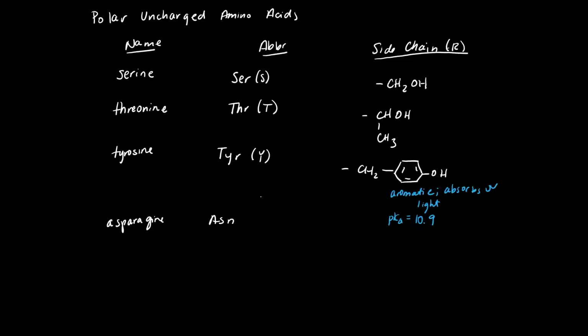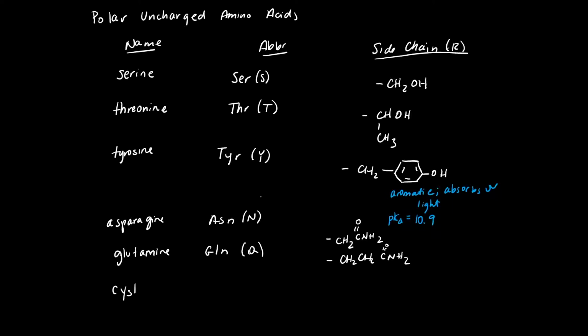Asparagine is one of two amino acids that has an amide group in the side chain. So we have a C double bond O, NH2. Glutamine is the other one. So it's like asparagine, except that it has an additional CH2. We have CH2, CH2, then carbonyl, NH2. So this is an amide group, different than an amine.